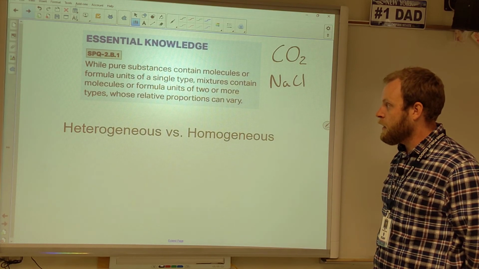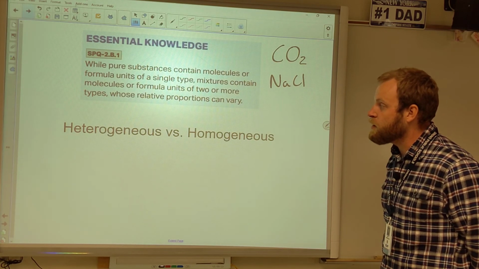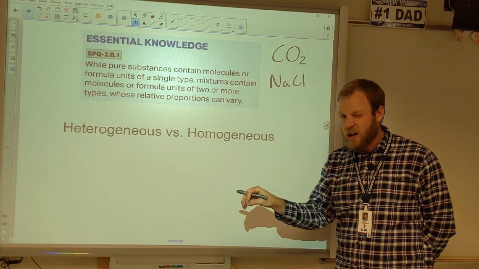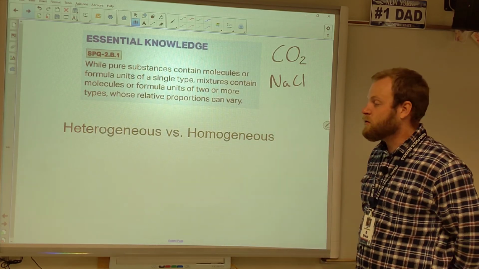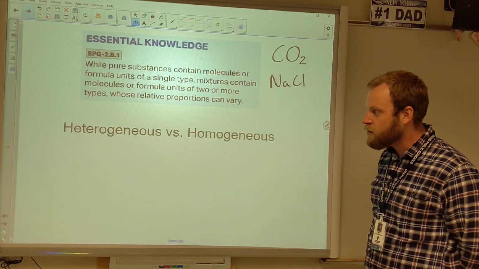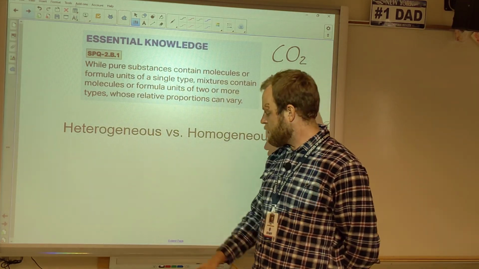So this one is saying that the proportions of these can vary, which will change different types of mixtures. So you can have chocolate chip cookies, and you can have one part of the cookie that has a lot of chocolate, and then the other part that's mostly just cookie. So the proportions can vary. Then there's heterogeneous versus homogeneous. The proportions can vary there too. Homogeneous, they don't vary. Heterogeneous, they do.